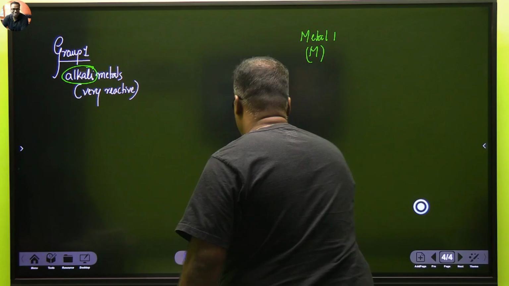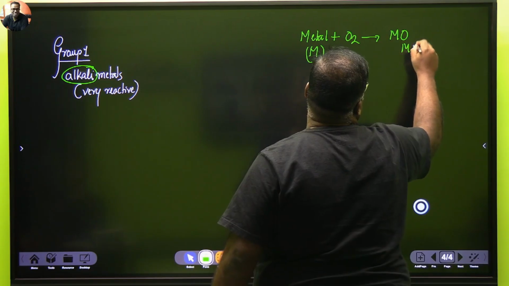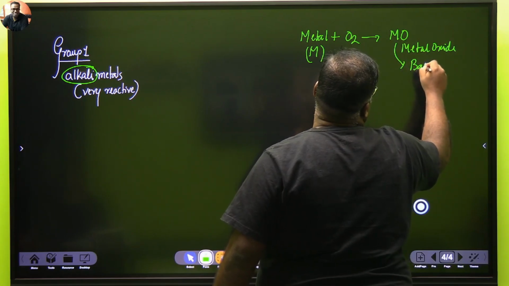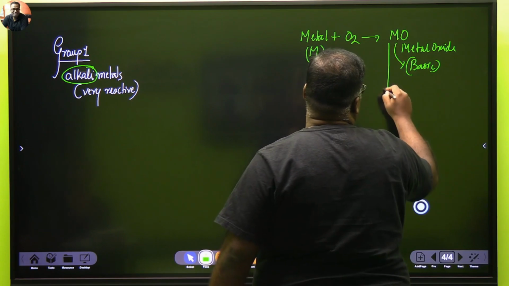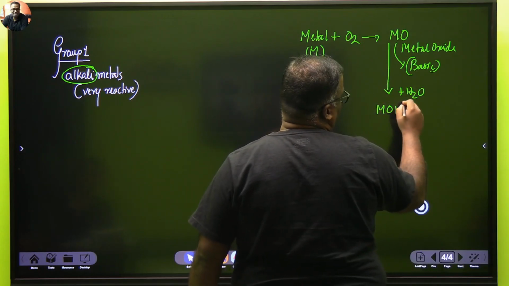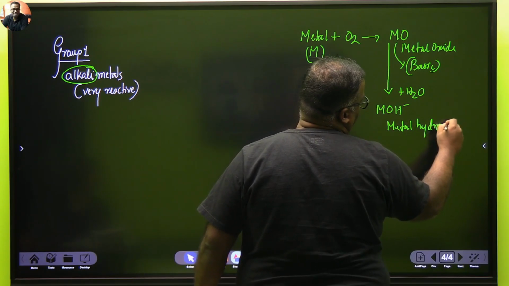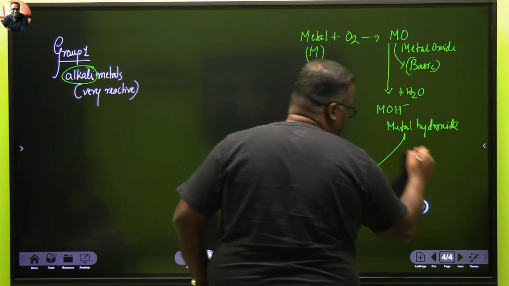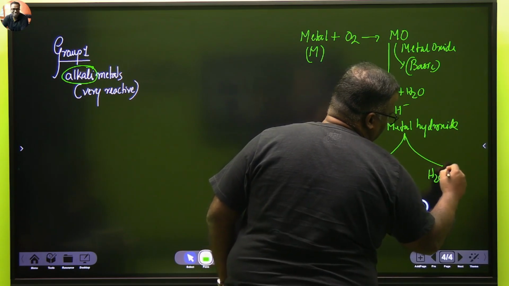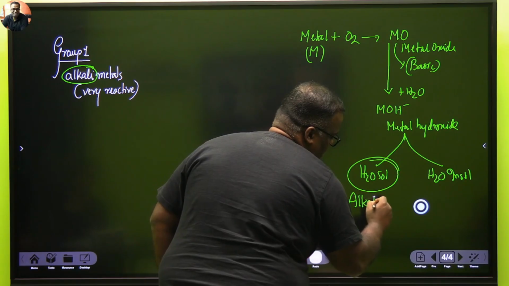1 minute, sorry. If you have a metal and you react it with oxygen, then it will form a metal oxide. We call it metal oxide. Metal oxides are always considered to be basic in nature. They are basic. This metal oxide will react with water, and this will form metal hydroxide. This metal hydroxide can be water soluble or water insoluble. If you are water soluble, only then I call you an alkali.